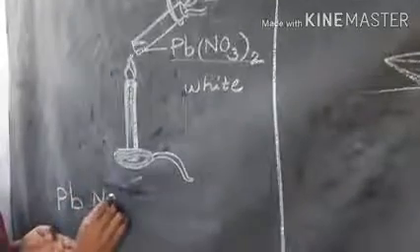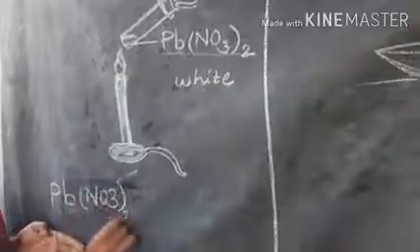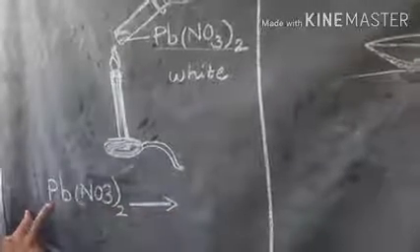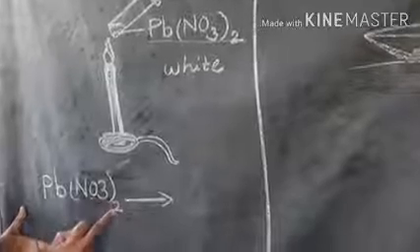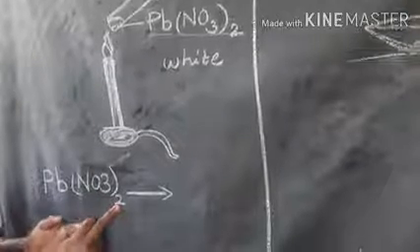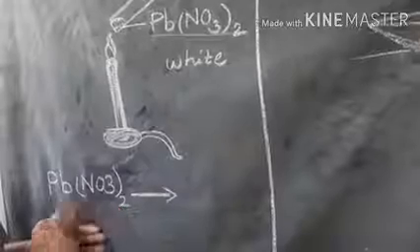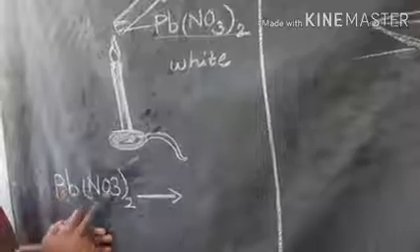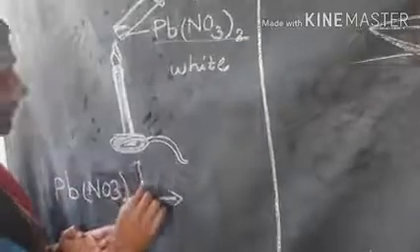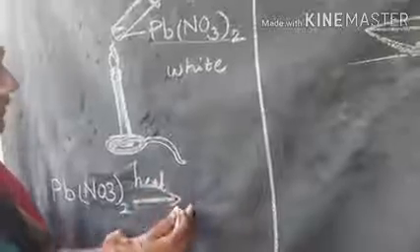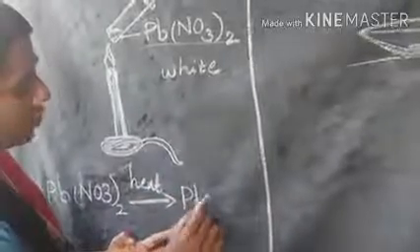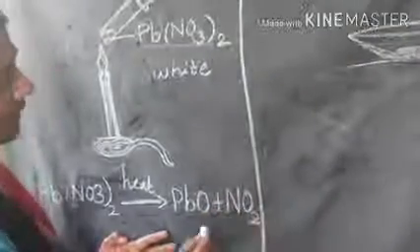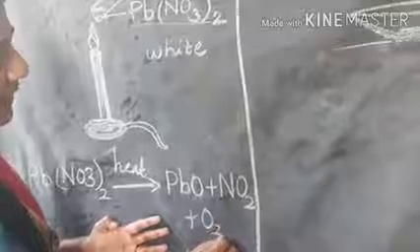So, what happened to lead nitrate? Let us see. Formula for lead nitrate is Pb(NO3)2. Why is it 2? You know, because lead valency is 2, nitrate valency is 1. So, formula is Pb(NO3)2. The condition is heat. It gives lead oxide, nitrogen dioxide and oxygen gas.